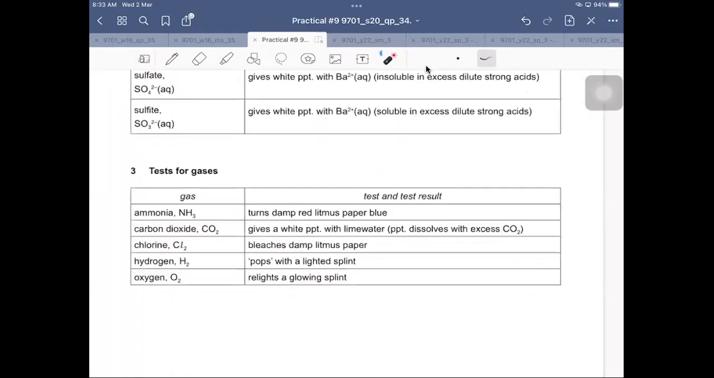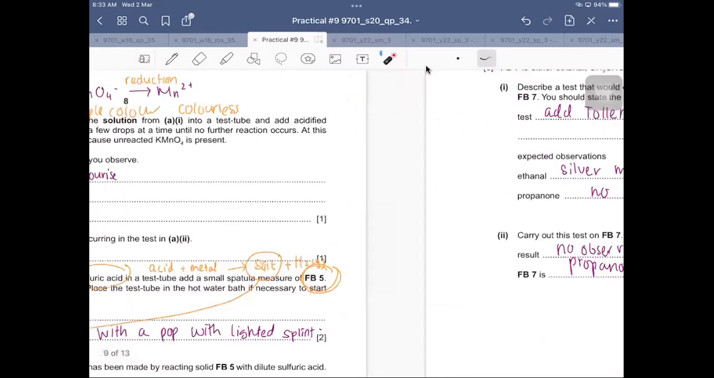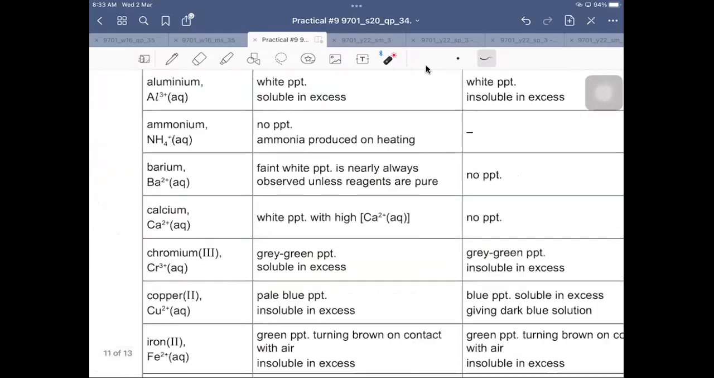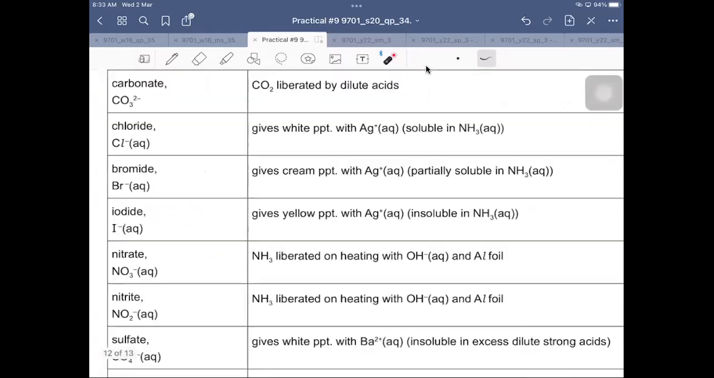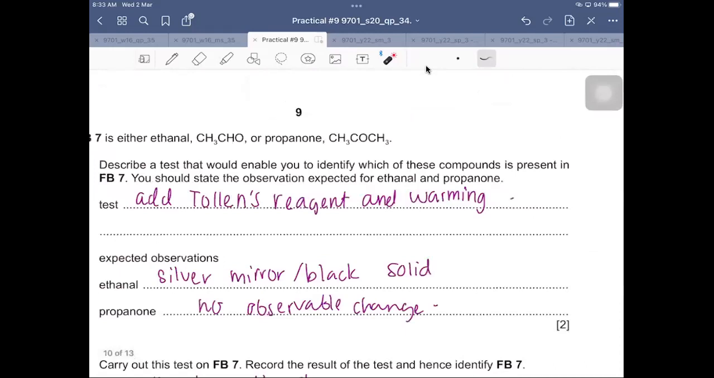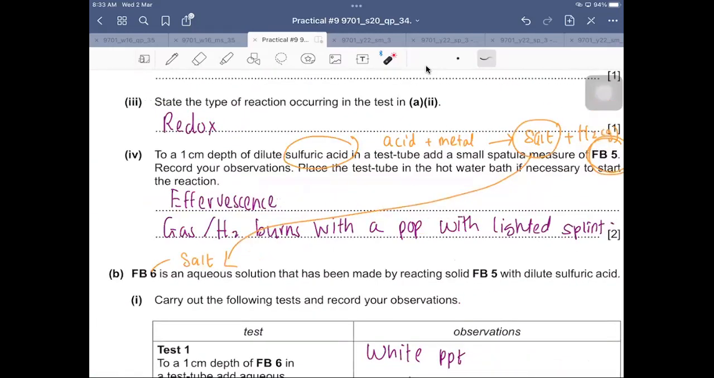Okay, and then for gases also, sometimes you have to think about the test for the gas. You do not want to test for every single thing. Just because you see effervescence and then you say, oh, I'm gonna test for ammonia, test for carbon dioxide, test for hydrogen, oxygen, chlorine. This will take a long time. Okay? My best advice to you is to look at what you are adding.